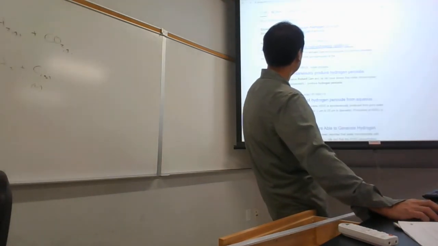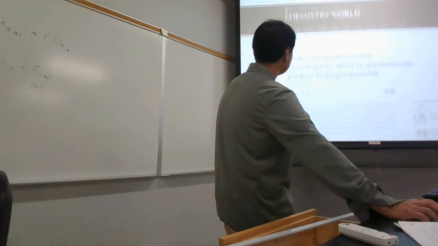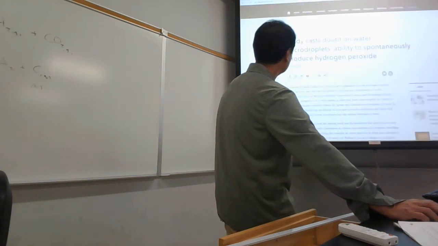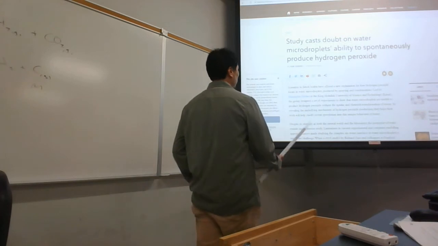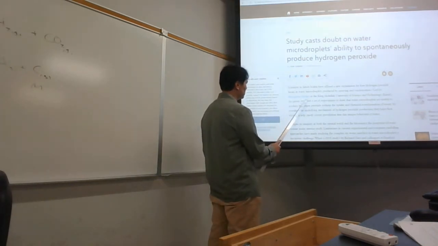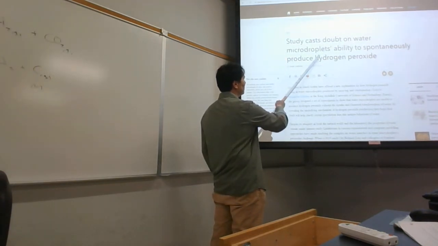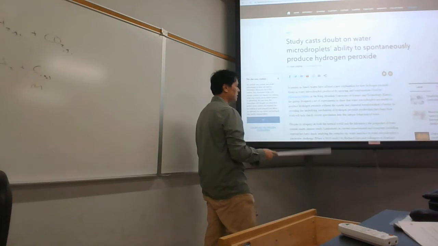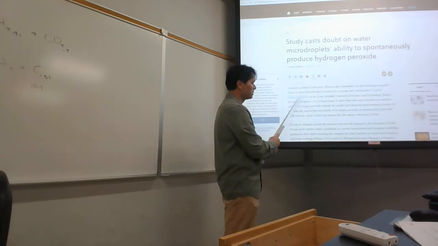Of course, whenever you propose something like this, there are going to be people who are going to say, "No way." So this is one of the studies. One of the main critics of this is Mishra, who's a professor. Said that this is wrong. There's a study that cast doubt on water microdroplets' ability to spontaneously produce hydrogen peroxide. And so after this paper, he wrote a paper criticizing it.